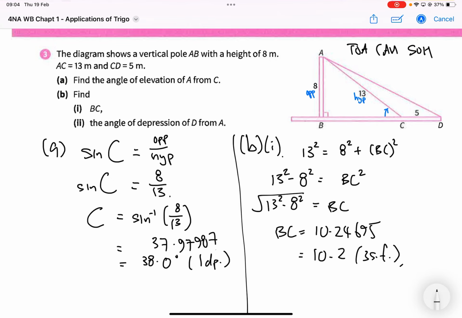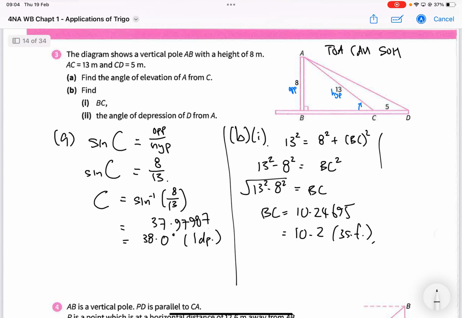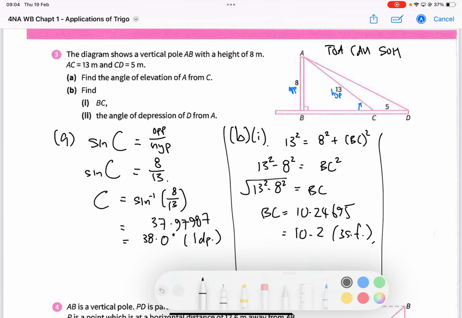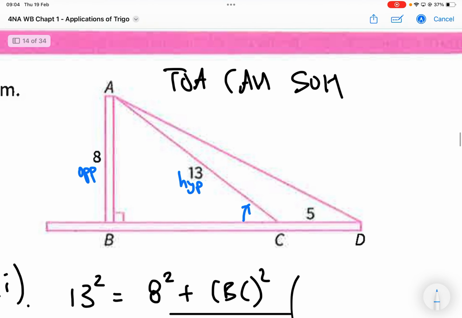Okay, lastly, angle of depression of D from A. So you must first know where the angle is. D from A, so it must be from the horizontal of A. So from A, I need the horizontal, and then it is this angle.